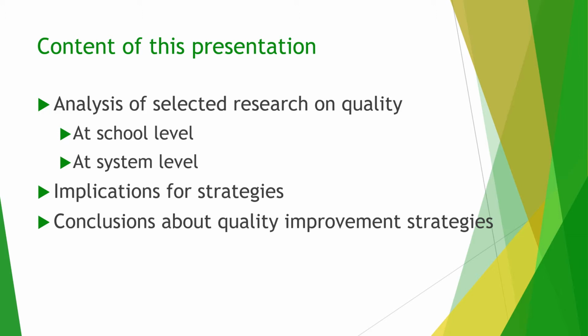In this presentation, we will start with an analysis of two major research studies on quality, one focusing more on quality at the school level, and a second one more on the overall system level quality. We will discuss what the implications of this research are for strategies, and we will end with some summary conclusions about quality improvement strategies, what to do and what to avoid.